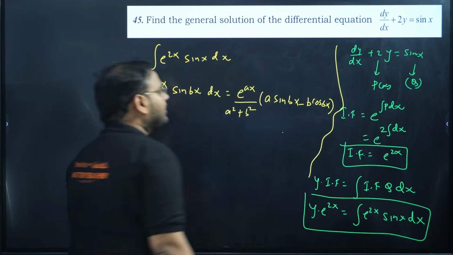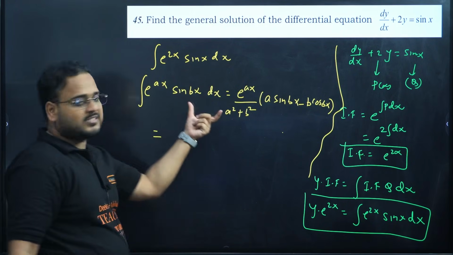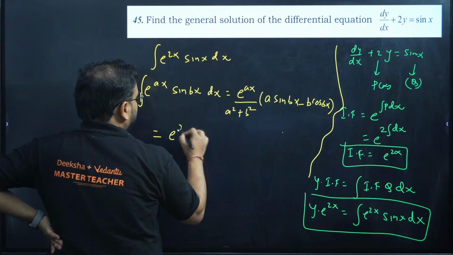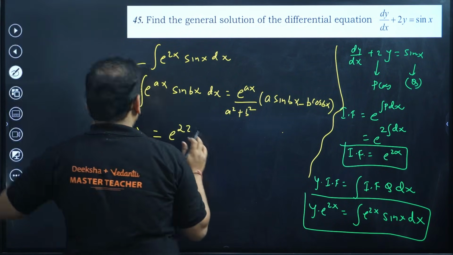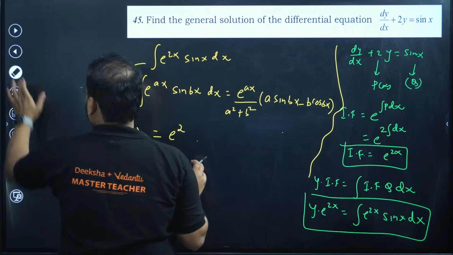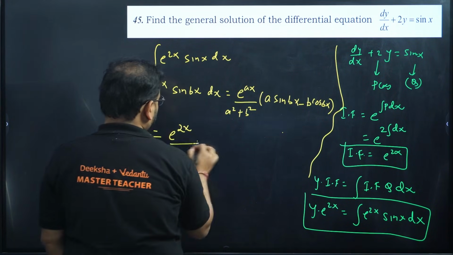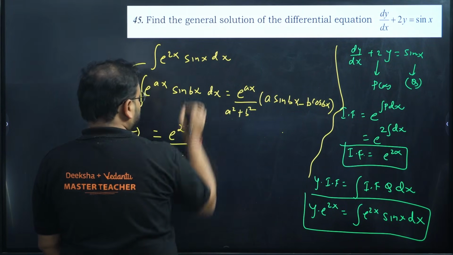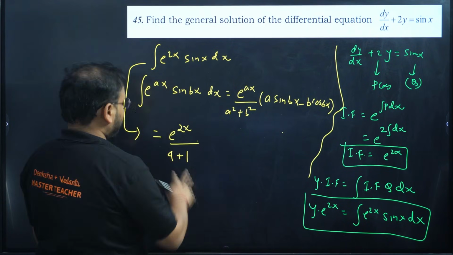Okay, clear? Now if you apply this formula over here, what are we going to get? Your a value is 2. So e power 2x upon a square plus b square will be 2 squared is 4. What is b value? B value is 1. So plus 1, e power 2x upon 4 plus 1.